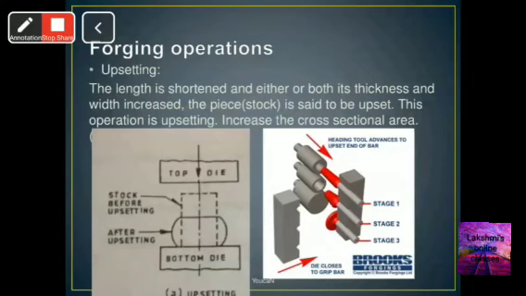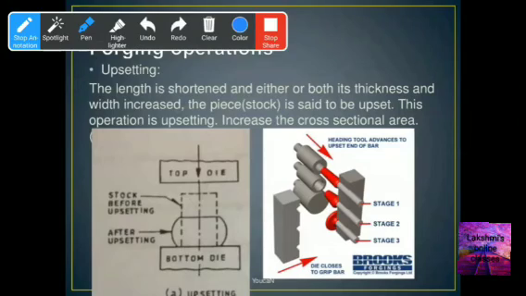operations. The first one is upsetting. The length is shortened and either or both its thickness and width is increased. The piece is said to be upset. This operation is upsetting, and it also increases the cross-sectional area.